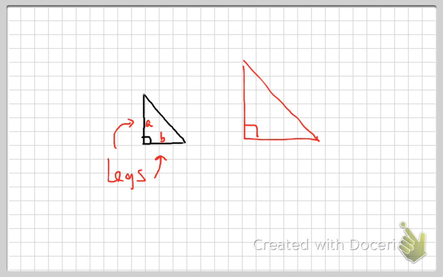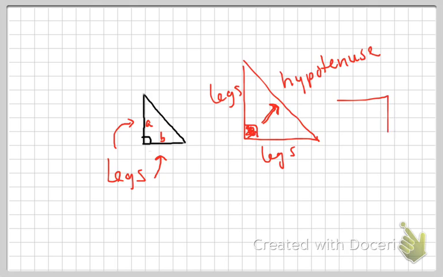Also, on a right triangle, the third side is the one that's opposite of the 90-degree angle. See the 90-degree angle I'm covering here? What's opposite of that is called the hypotenuse. And remember, these are the legs. The hypotenuse is always across from the 90-degree angle.